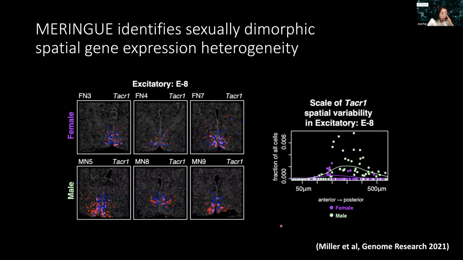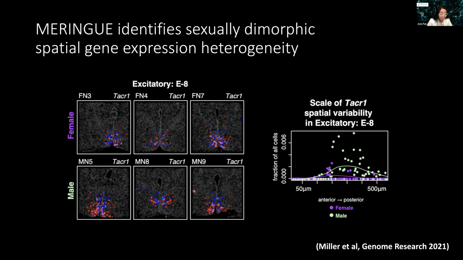But interestingly, not all spatial patterns were consistent across animals. There's one particular gene, TACR1, which encodes a neuropeptide receptor. Its expression in excitatory subtype E8 we did find to be spatially significantly heterogeneous, but only in male animals, which you can see here. Again, each point is a single cell, but the E8 cells are highlighted, and blue is low expression of TACR1 and red is high expression. And these are just a sample of 3 different female animals and 3 different male animals.